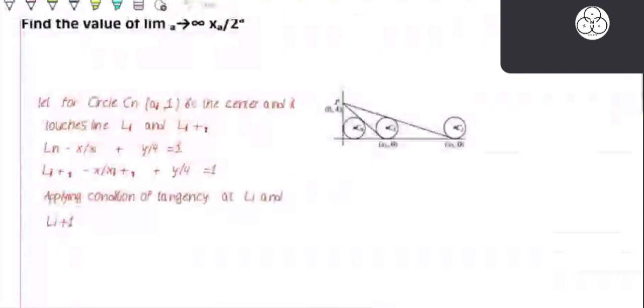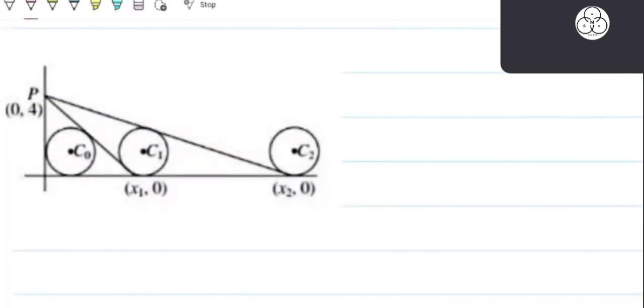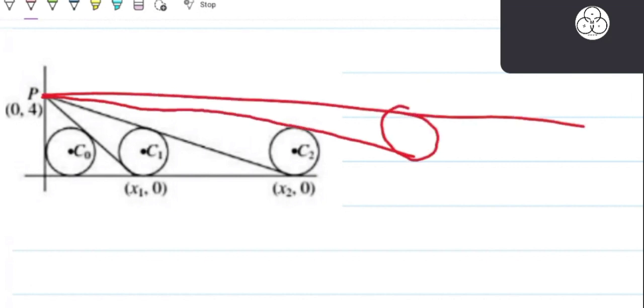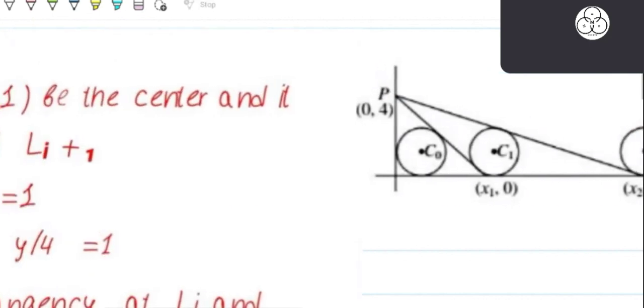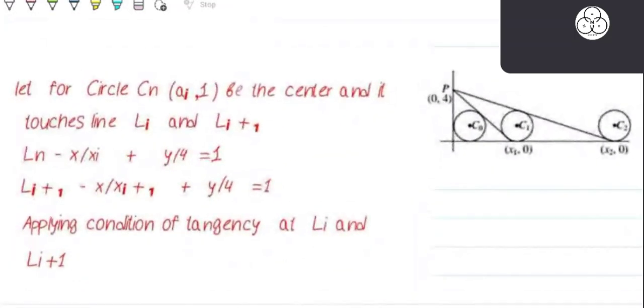So let's solve the problem. This is how the diagram of the question will look like. These are circles, repeatedly drawn, because it's not possible for us to draw all the circles here. That will be a very hectic job. There will be another such circle, and this will be continued. Let us consider circle Ci. Let for circle Ci, (ai, 1) be the center and it touches the lines Li and Li+1.